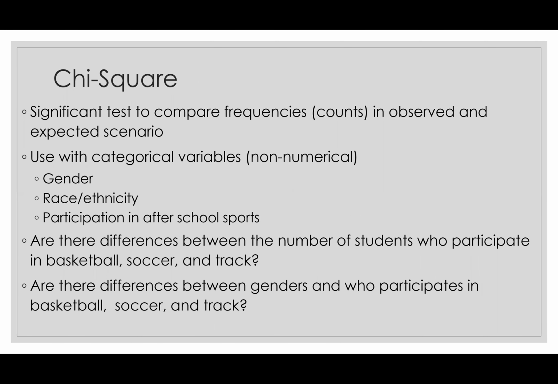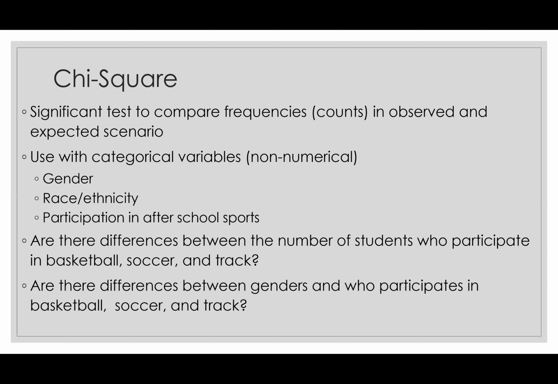And then we have chi-square. So this is a significance test to compare frequencies or counts, right? Those n's that we've talked about before, in observed and expected scenarios. So before we were comparing means, right? Average test scores, average time to complete homework. Now we're doing counts. So you want to use this with categorical variables, right? Those variables that are non-numerical. A test score is a number, right? Gender is not a number. It's going to be a category.